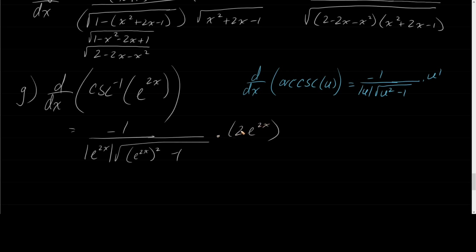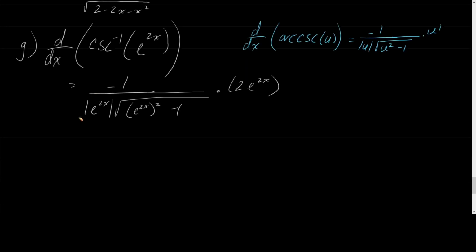This 2 came from the chain rule, right? So in here, let's see what we have. Let's note something here. Let's look at this absolute value of e to the 2x. E to the 2x is greater than 0 for all x, right? In general, an exponential is always positive, unless we have anything else over here. Anything in the form a to the x is positive for a being greater than 0. So this is positive for all x.